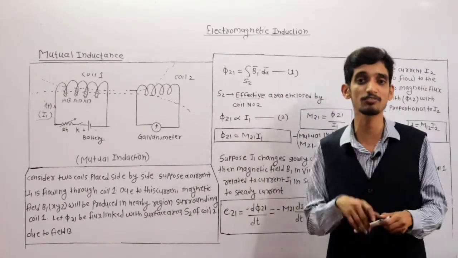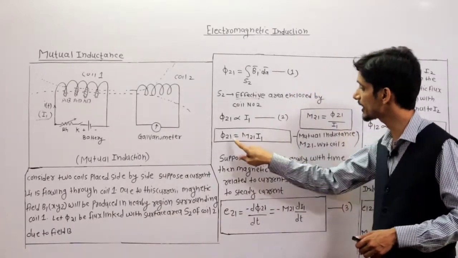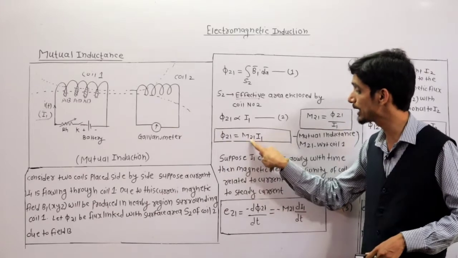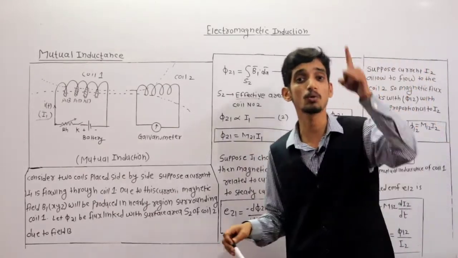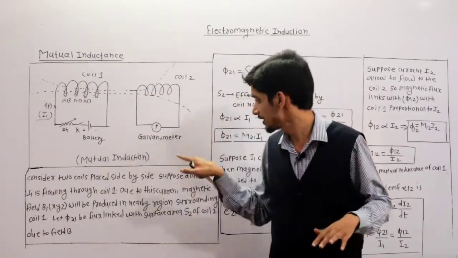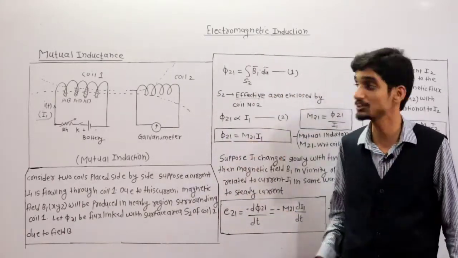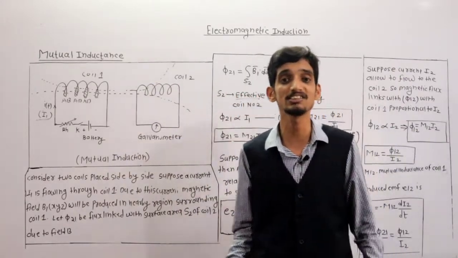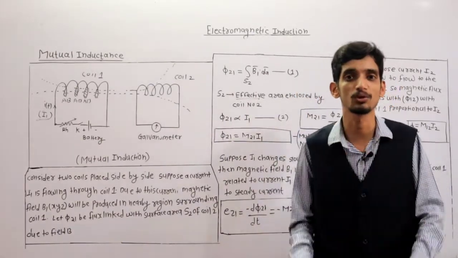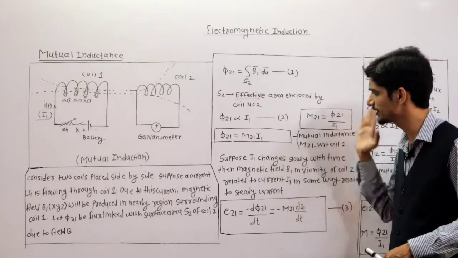Current in the first coil changes, but flux in the second coil is affected. Clear? Now, that's why for this phi 21, I am removing the proportionality sign and introducing a constant. That is, phi 21 is equal to M21 I1. This M21 is the constant of proportionality and it is called mutual inductance. Clear? This is a concept: the mutual inductance is the identity card of mutual induction. That's why M21 is phi 21 upon I1.